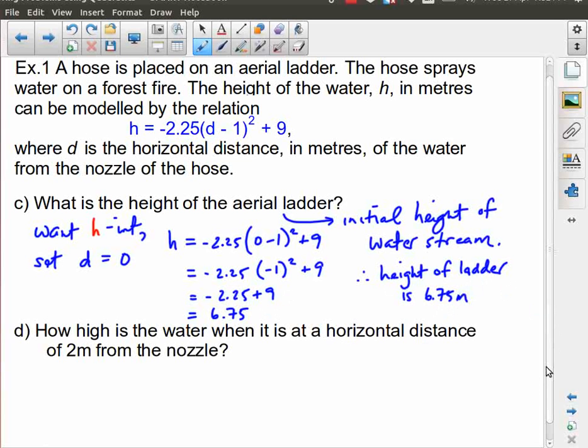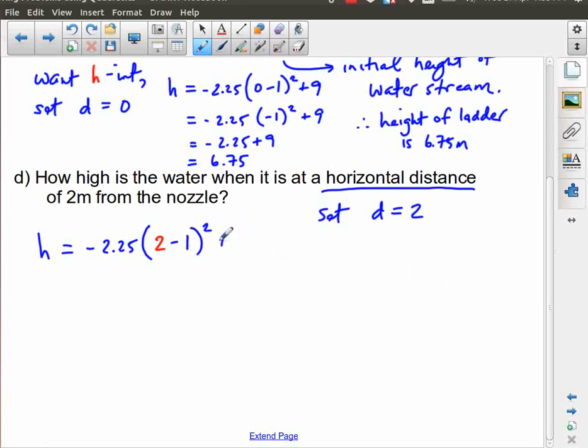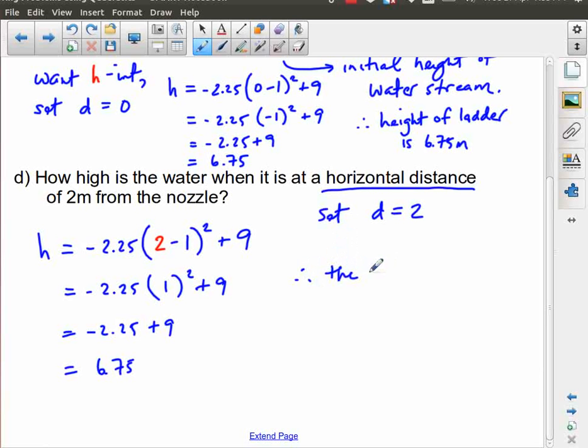Yep. And finally, for this question, how high is the water when it is at a horizontal distance of 2 meters? So horizontal distance means d is equal to 2. So essentially, we are setting d equal to 2. So my height is equal to negative 2.25, but instead of d, I'm going to put 2 minus 1 all squared plus 9. 2 minus 1 is simply equal to 1 all squared plus 9. You can probably see where we're going here. We got this exact same result. So 1 squared is 1, so that's negative 2.25 plus 9, which is equal to 6.75. So therefore, the water is 6.75 meters high.